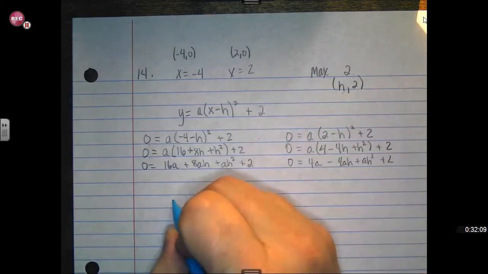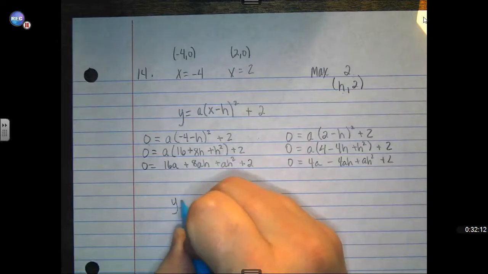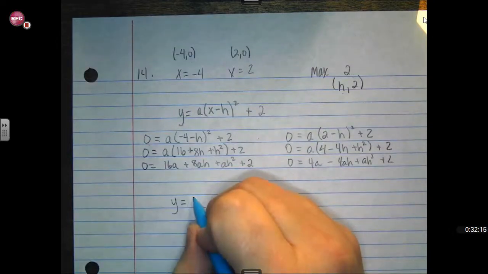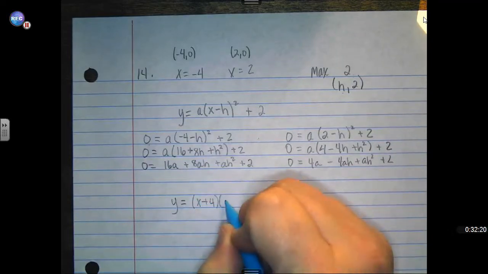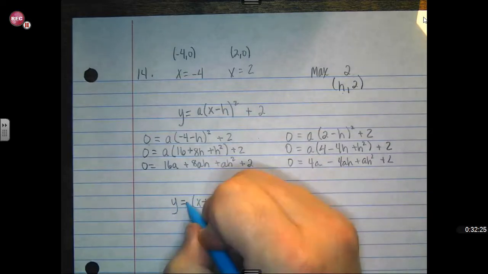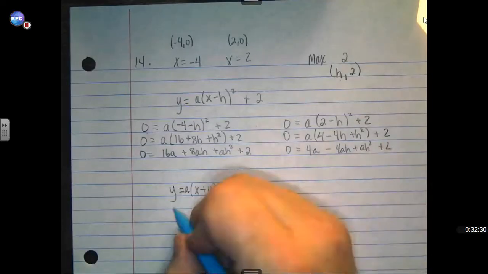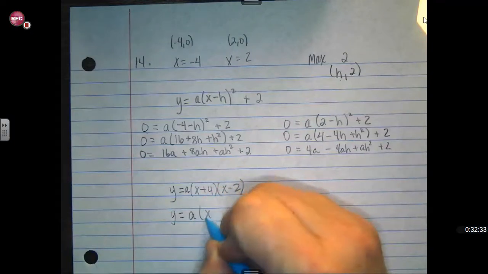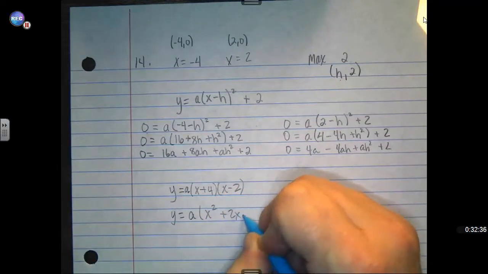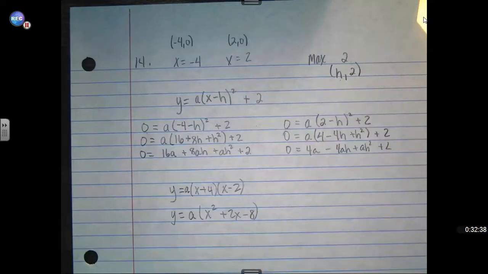If I did y equals x plus 4... would be y equals a x squared plus 2x minus 8. Oh, shoot.